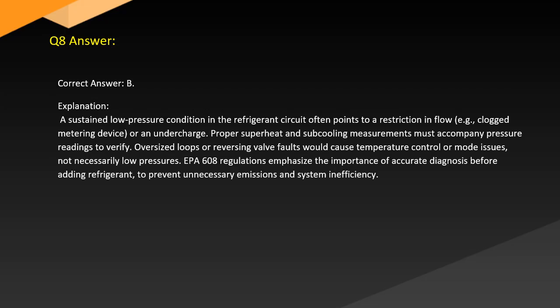Answer. Correct answer. B. Explanation. A sustained low pressure condition in the refrigerant circuit often points to a restriction in flow, e.g. clogged metering device or an undercharge. Proper superheat and subcooling measurements must accompany pressure readings to verify. Oversized loops or reversing valve faults would cause temperature control or mode issues, not necessarily low pressures. EPA 608 regulations emphasize the importance of accurate diagnosis before adding refrigerant to prevent unnecessary emissions and system inefficiency.